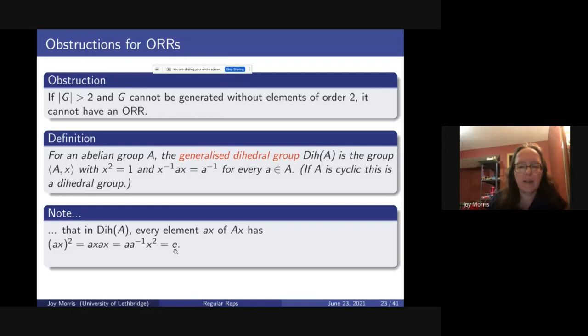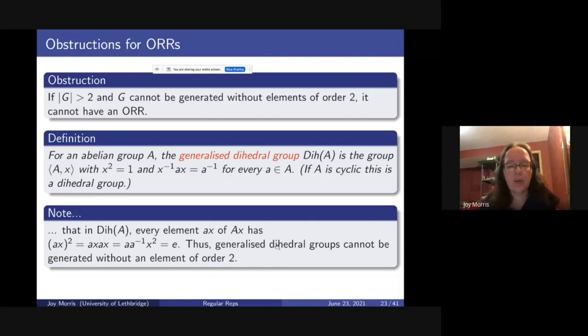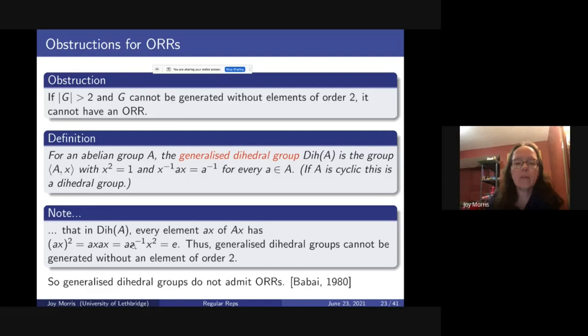That means that I cannot generate this whole generalized dihedral group without an element of order 2, because any element that doesn't have order 2 has to be in this abelian subgroup. So I can never get to that other coset without using an element of order 2. This means that generalized dihedral groups do not admit oriented regular representations, and this was observed by Babai back in 1980.